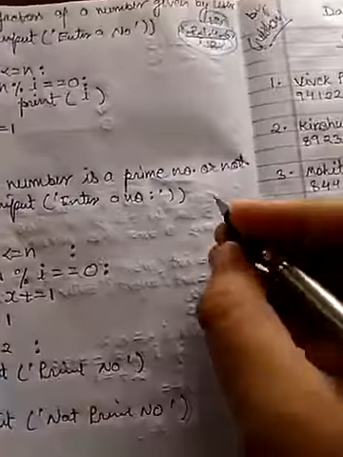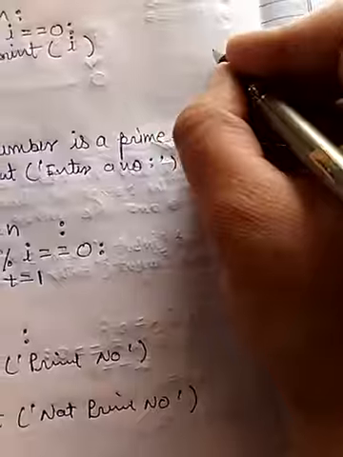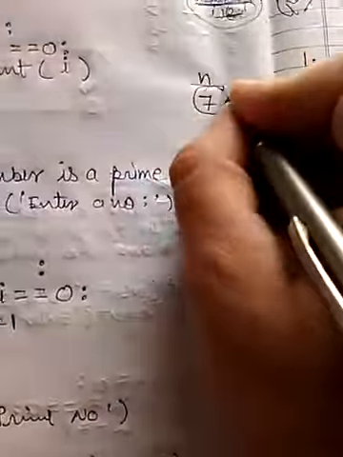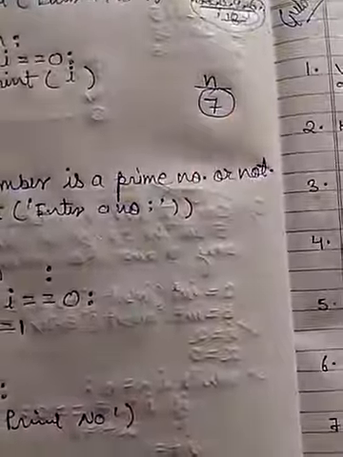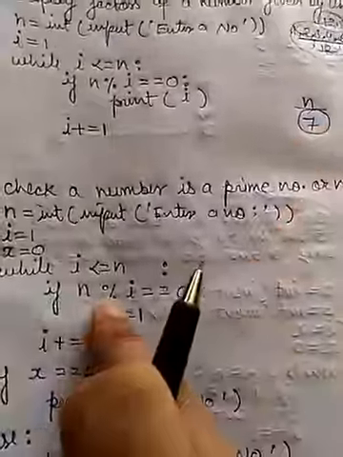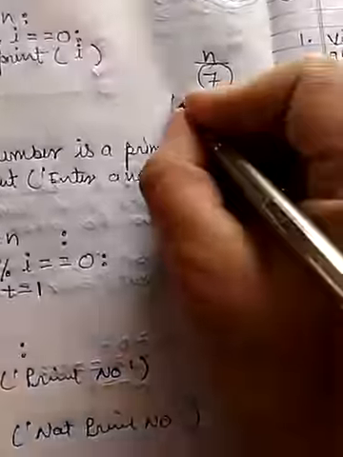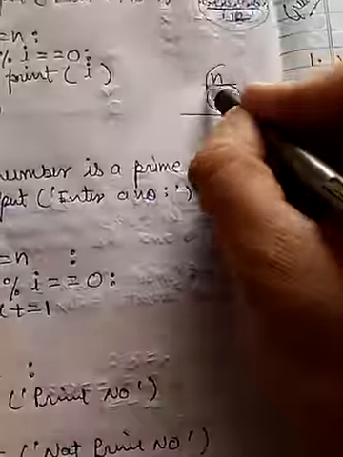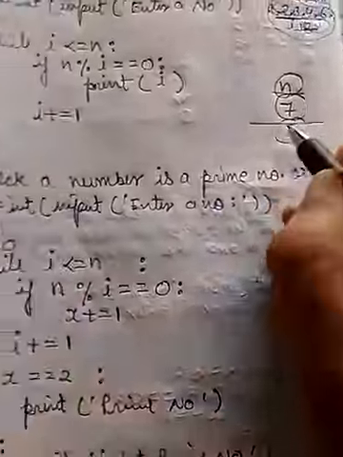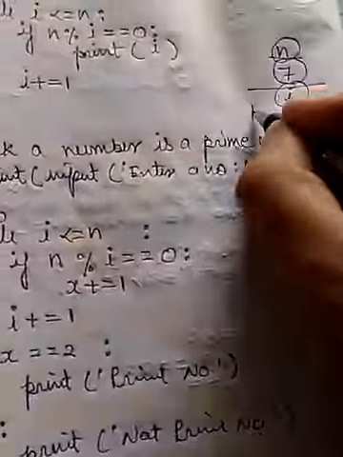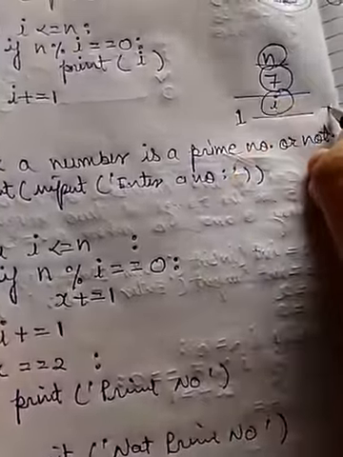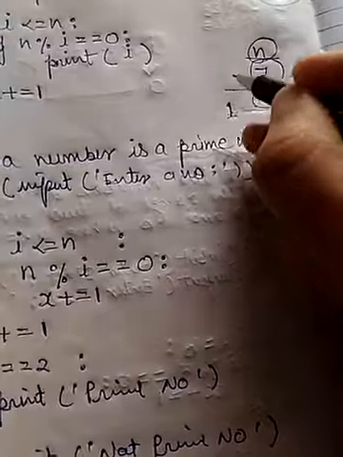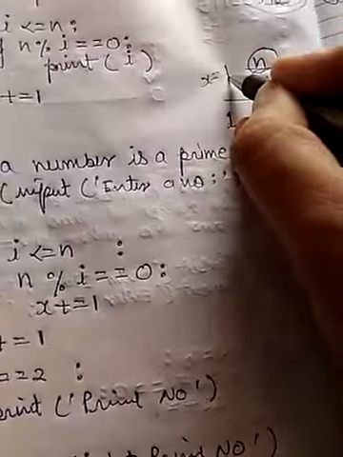Suppose let us take an example. I am taking, let us say, 7. 7 is the number which is given by the user. Now I want to check whether it is prime or not. According to this concept, in the if condition, we are dividing n by i, and the value of i is starting from 1 till n. n means 7. Is 7 divisible by 1? Yes. Then the x will become 1.